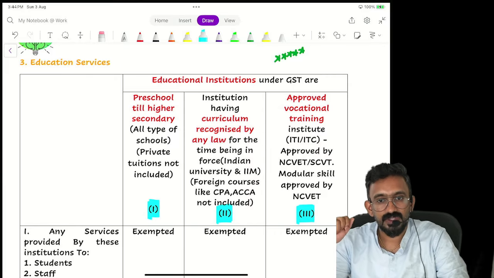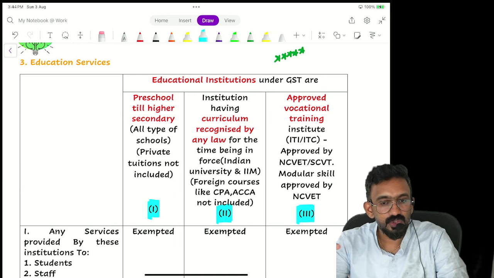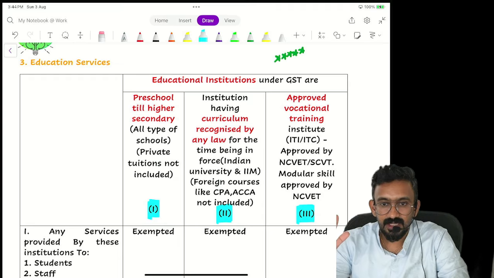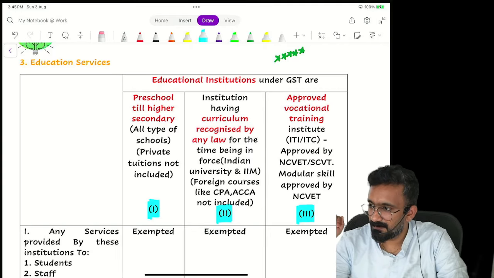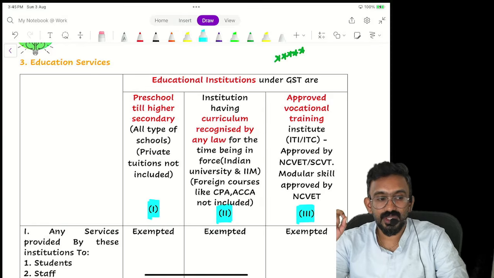ICAI, your CA course. Is ICAI considered an institution having curriculum recognized by any law in India? Yes, the ICAI Act recognizes it. Your UGC courses, BCom, BBA, are they considered recognized? Yes. Engineering? Yes, AICTE is recognized. Medicine? Yes. ACCA? CPA US? No, not recognized by any law in India. So if the CPA institute is collecting some registration fee, would it be taxable or exempt? Taxable.